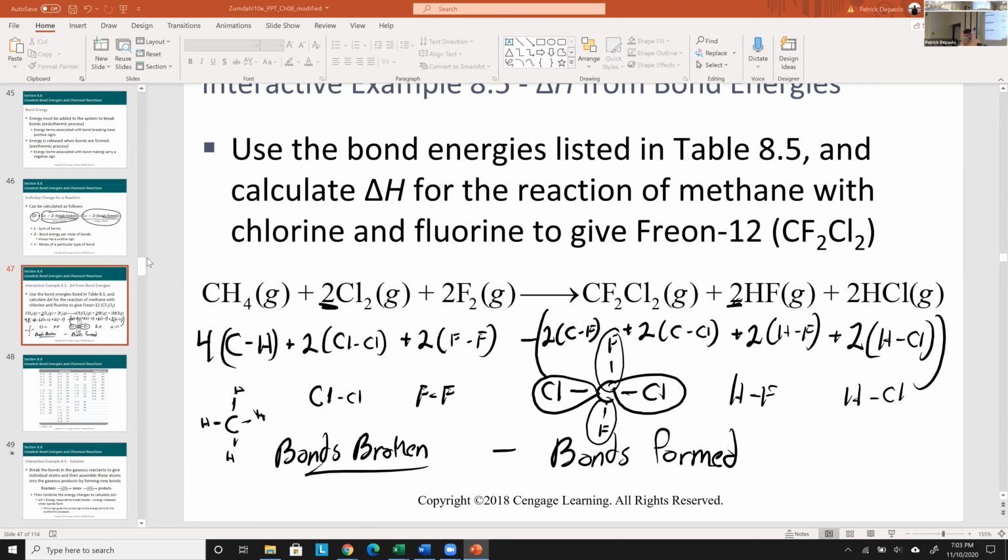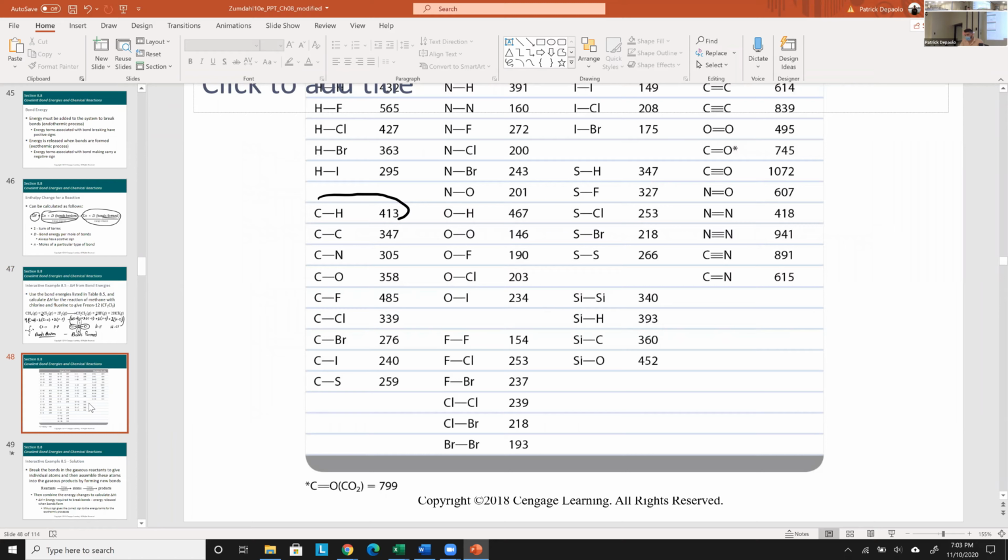Okay. So Logan's question: what would you subtract for CH and stuff? Oh, no. So it's not C minus H. It's just a CH bond. Those numbers come from here. So CH would be this one, 413. HCl would be here. HF would be here. What else we got? We got a CF, a CCl, like that. And we would use those numbers.